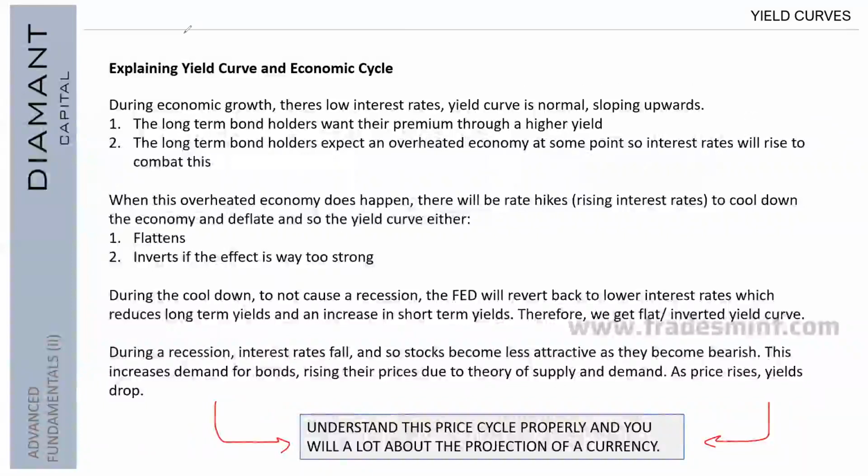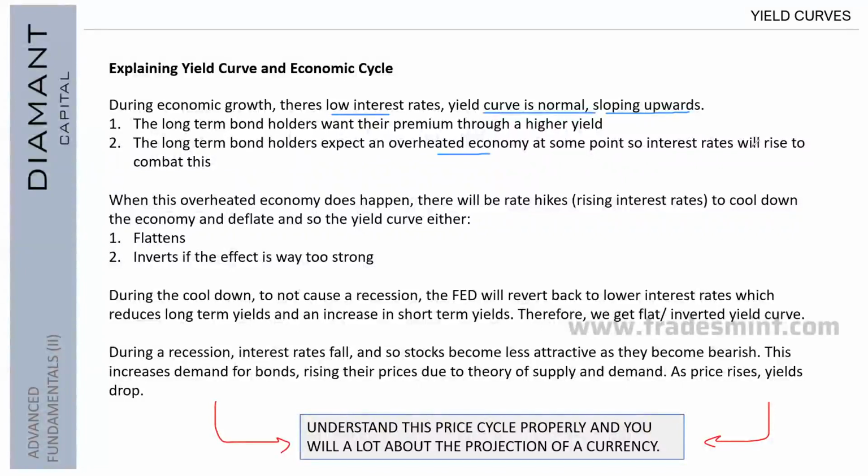So just briefly wrapping this up as well, explaining the yield curve and the economic cycle. During economic growth, there's low interest rates. The yield curve is normal and it's sloping upwards, so the longer term bond holders want their premium through a higher yield. The long-term bond holders expect an overheated economy at some point, so interest rates will increase to combat this.